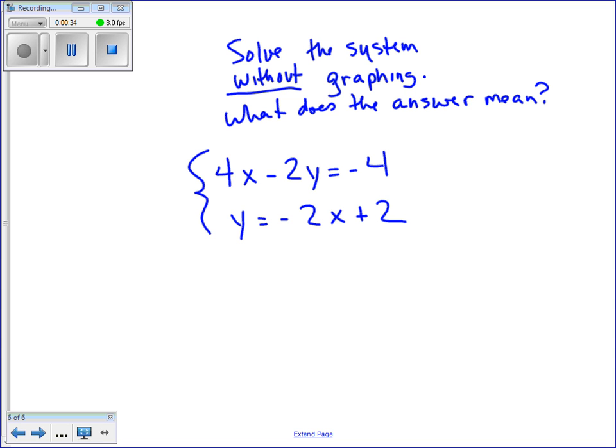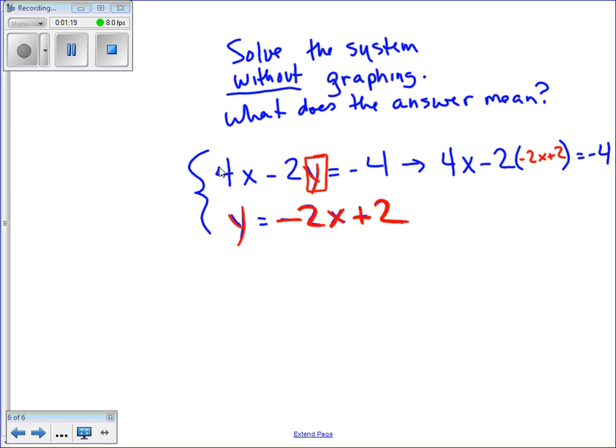And so the problem is asking me to solve these without graphing them. So first thing I would notice is that y is negative 2x plus 2. So I could say y, or I could say negative 2x plus 2, because they mean the same thing. So what I would do in this problem is replace this y up here with negative 2x plus 2. So instead of 4x minus 2y equals negative 4, I'm going to put in 4x minus 2 times negative 2x plus 2 equals negative 4.